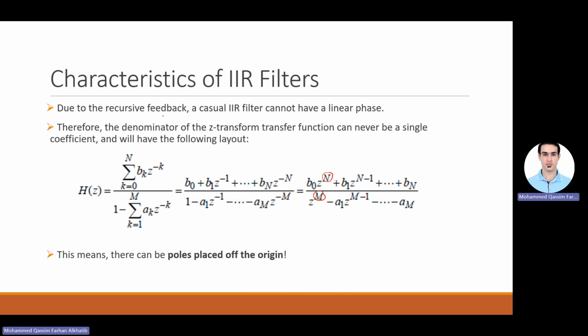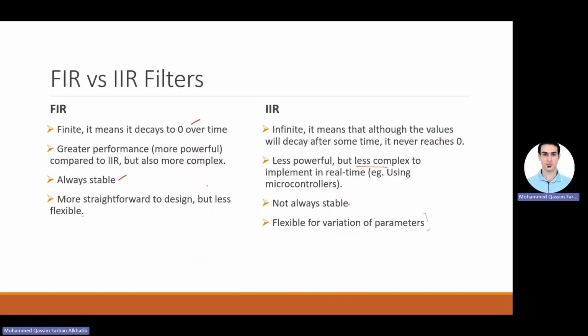Due to the recursive feedback, a causal IIR filter cannot have a linear phase. Let's not worry about linear phase and such, but yes, it is causal. Phase usually has something to do with delays. When you have nonlinear phase, there are issues with varying delays. Therefore, the denominator of the Z transfer function can never be a single coefficient and will have the following layout. It is a summation. Actually, this one is derived from that one there.